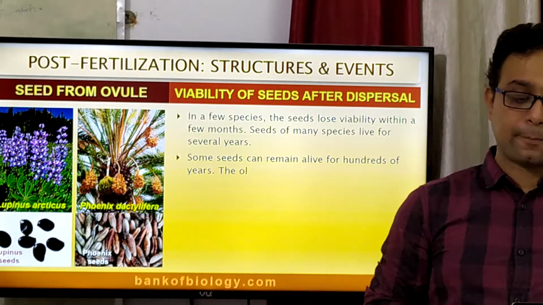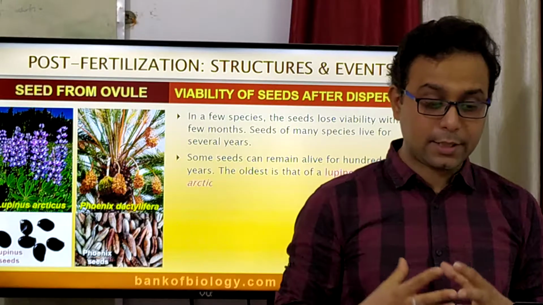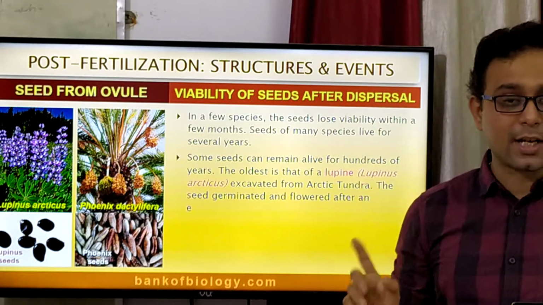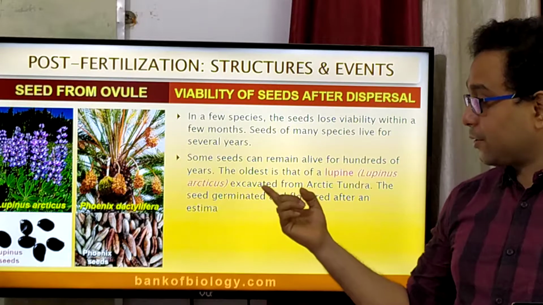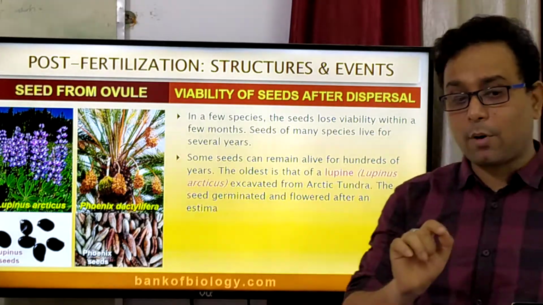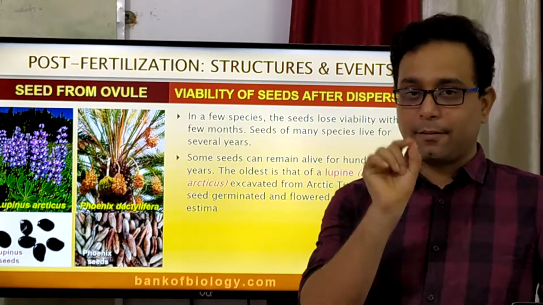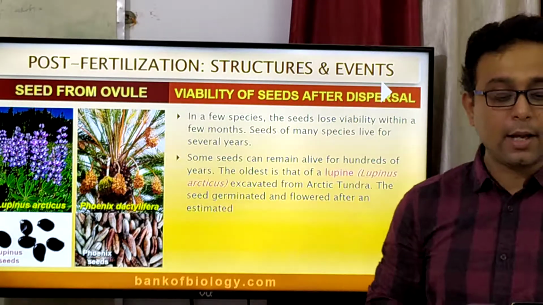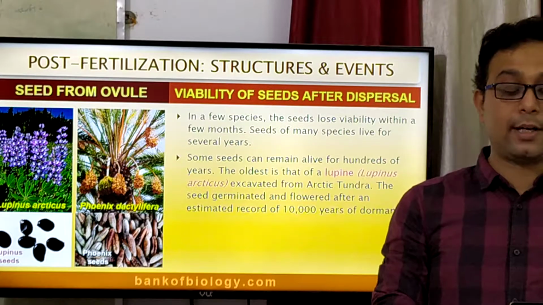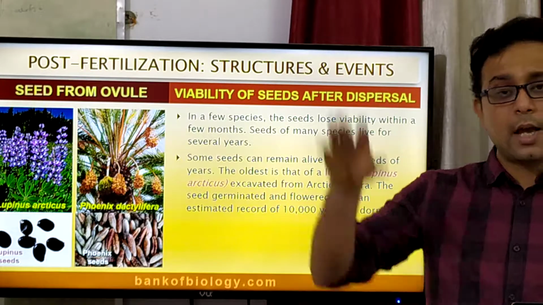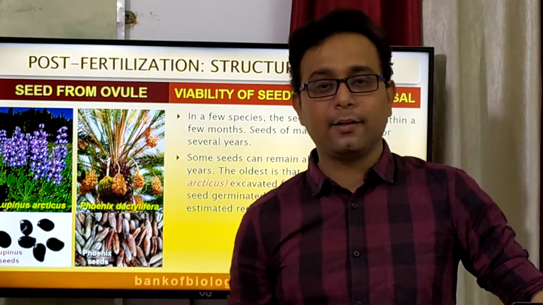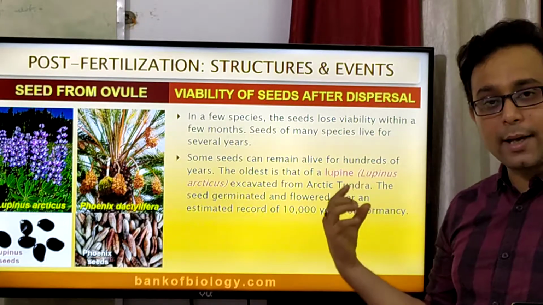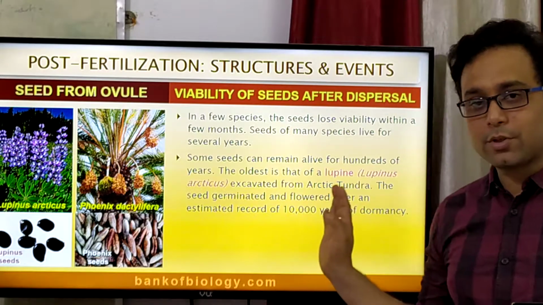In your NCERT books, the oldest seeds are found in the lupin, Lupinus arcticus, right? This was excavated from the Arctic tundra. It is very important. It is the oldest seed, right? Bear in mind, the oldest seed. Its germination and flowering, and the estimated record, is about 10,000 years of dormancy. After 10,000 years, they can germinate. So huge, right? So that is the lupin. Bear in mind its scientific name also, because it is a very important question for your NEET.